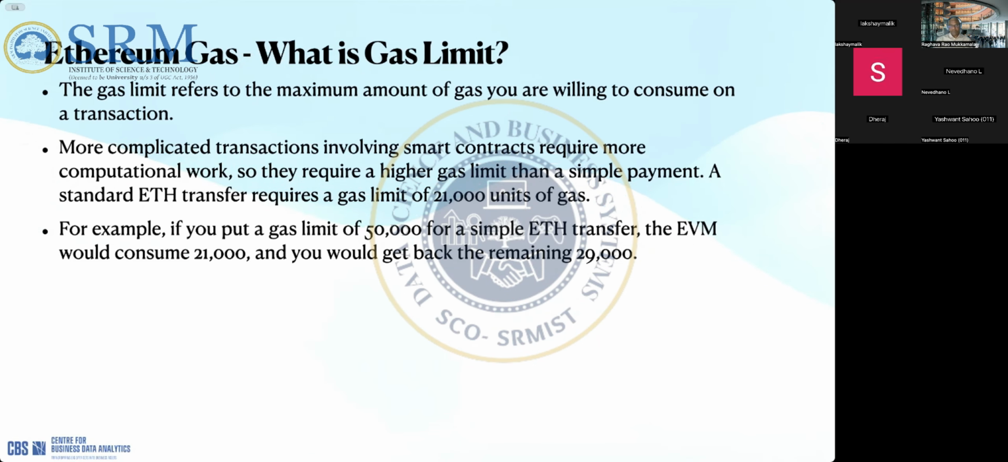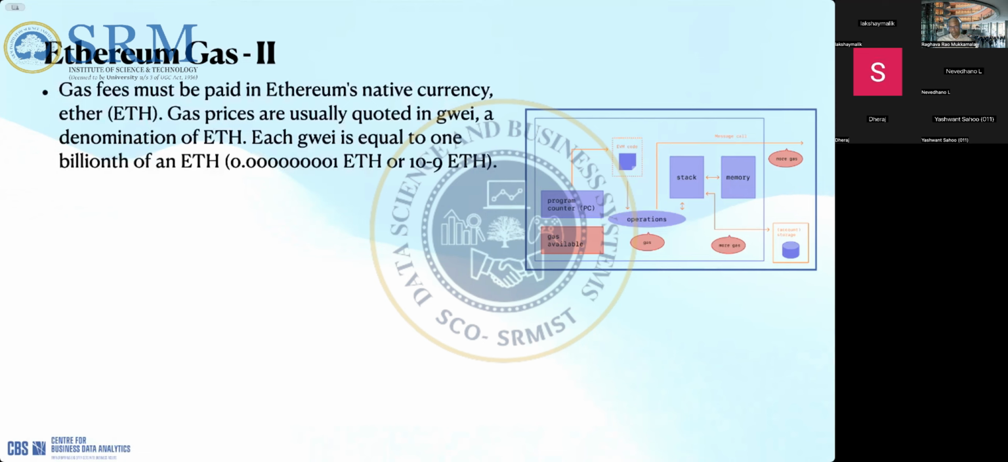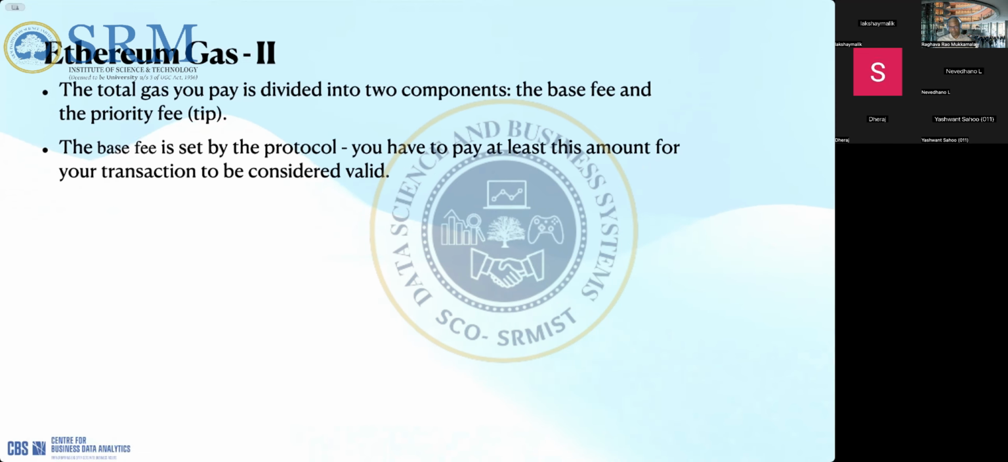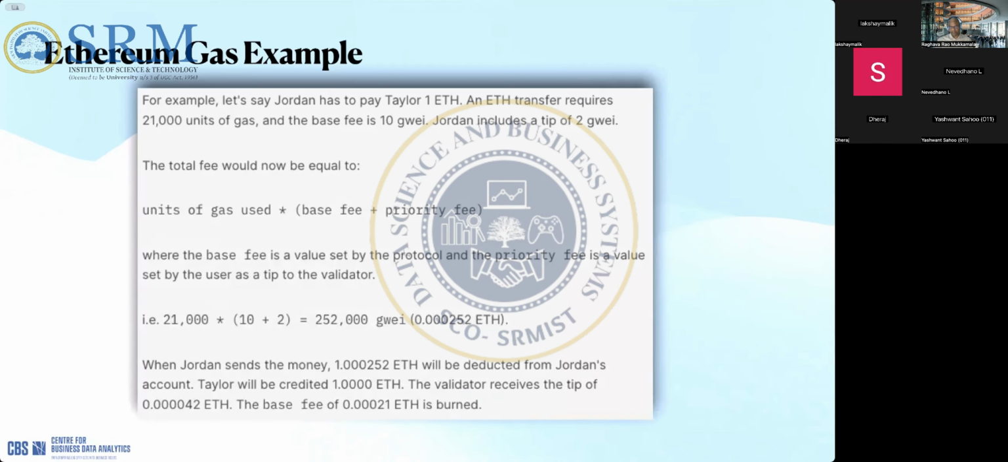So what is the gas limit? The gas limit is nothing but the maximum amount of gas you are willing to consume. And how do you calculate this? Basically, based on the number of operations your smart contract will do. This is a very simple calculation. You look into the total number of operations. Basically, what we have seen here, right? In this example, we have one single operation. Let me go back. Yeah.